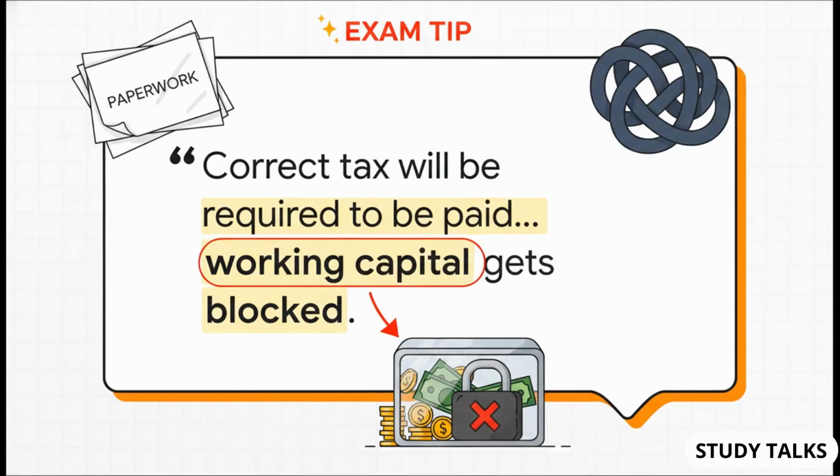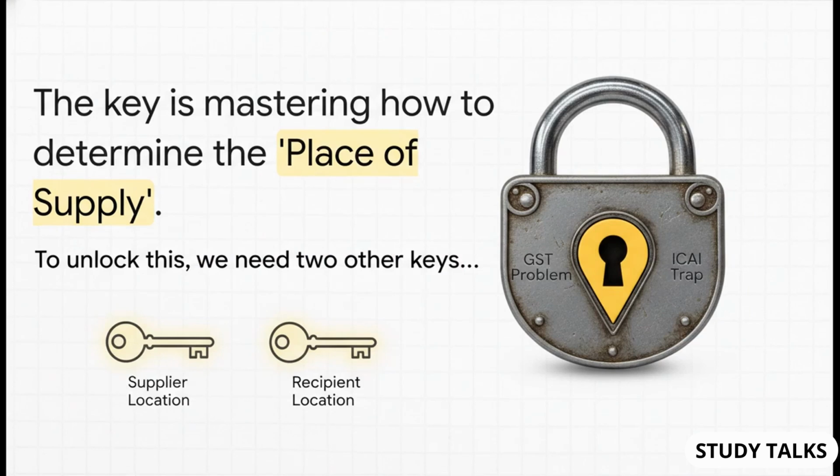And if you think this is just theoretical, think again. This quote from the material says it all. If you get it wrong, it's not a simple correction. You have to pay the right tax, then go through a whole painful process to get a refund for the wrong tax you paid. We're talking about procedural nightmares, and even worse, your client's working capital gets completely blocked. ICAI loves testing this because they know the stakes are high.